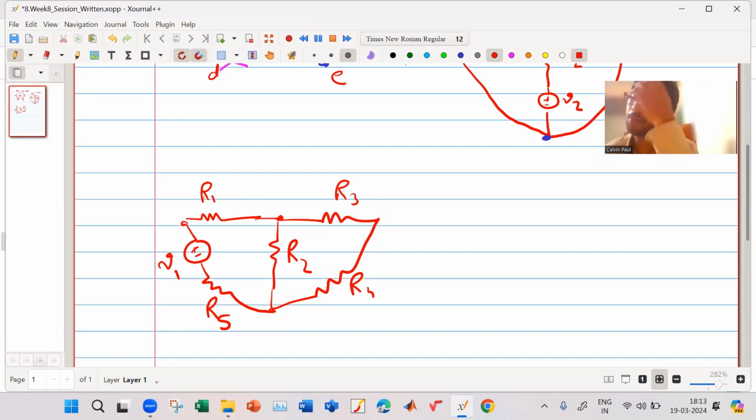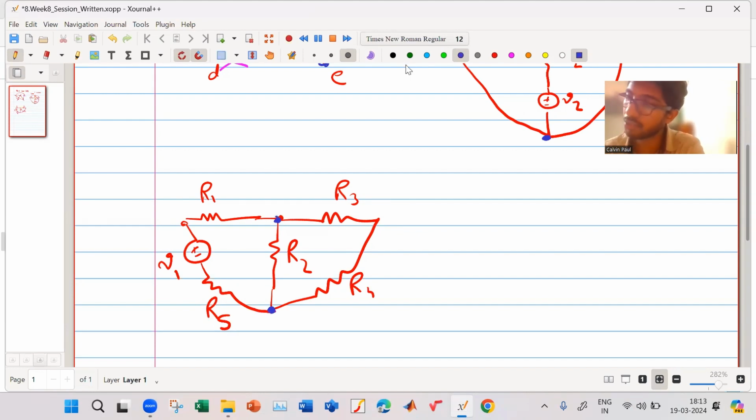So for this network, how many nodes are there? 2. 2 nodes. Which are those 2 nodes? Sir, in between R2, R5 and R4, and then another is in between R1, R2 and R3. Okay. So these are the 2 nodes, right?